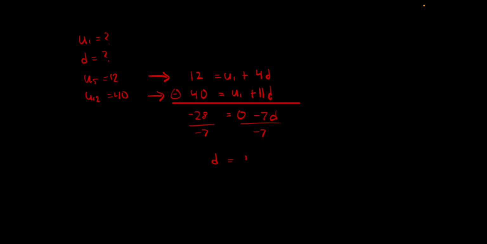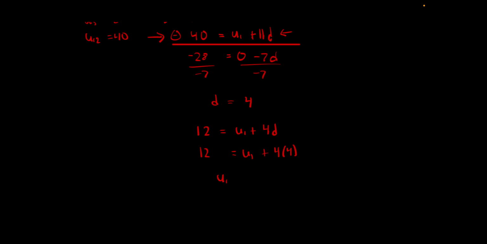And now we have this equation that we can divide by negative 7, and therefore d equals 4. And to get u_1, you can use either of these two equations and just substitute d back in. So let's just take the first one. It becomes 12 equals u_1 plus 4d. And since d equals 4, we can substitute this in, and therefore u_1 equals negative 4. So that is how we would do this type of question.